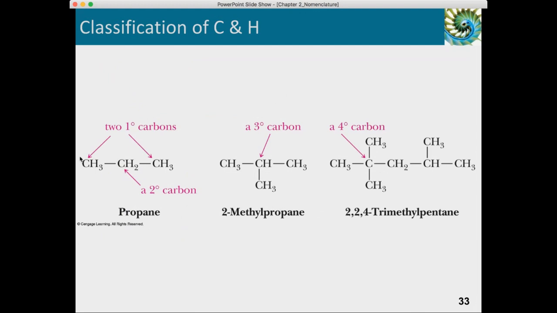So here is an example. For propane, we have 2 primary carbons and 1 secondary carbon, bonded to 2 carbons. In methylpropane, we have 3 primary carbons and a tertiary carbon. In 2,2,4-trimethylpentane, we have a primary carbon here, another one and another one, 3 primary carbons, a quaternary carbon bonded to 4 carbons, a secondary, a tertiary carbon, and 2 primary carbons.